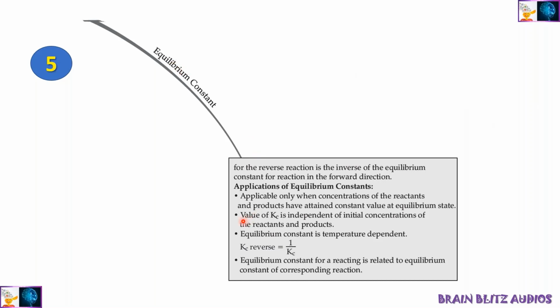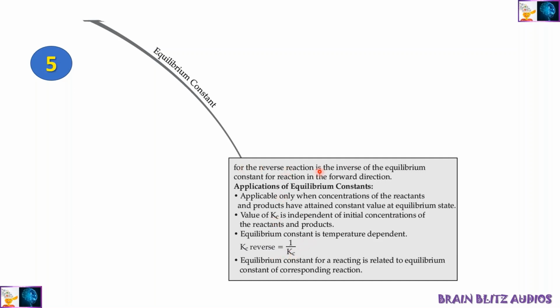The second point states that the value of Kc, equilibrium constant, is independent of initial concentrations of the reactants and products. So it doesn't matter how many reactants or products you have added before you start the reaction. They have no consequence whatsoever on the equilibrium constant. It is not dependent on that. The equilibrium constant is temperature dependent. So if you increase the temperature, the value of the equilibrium constant may vary.